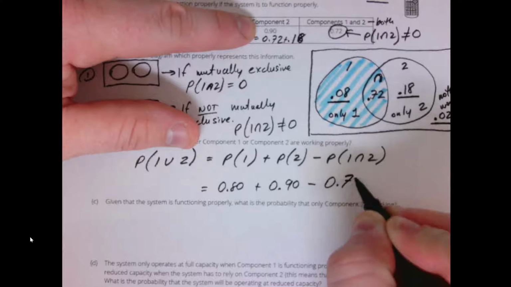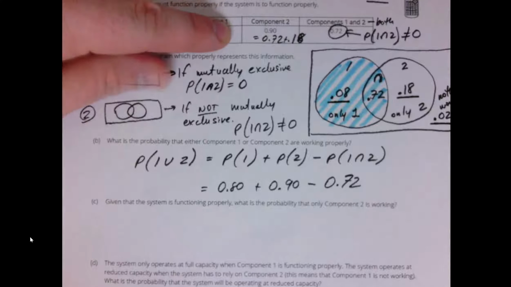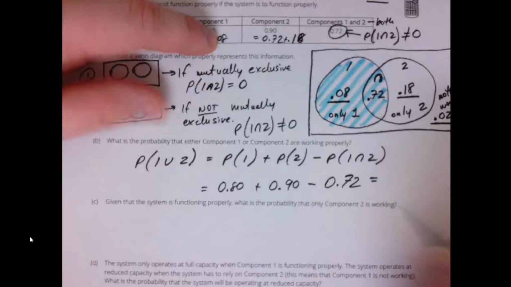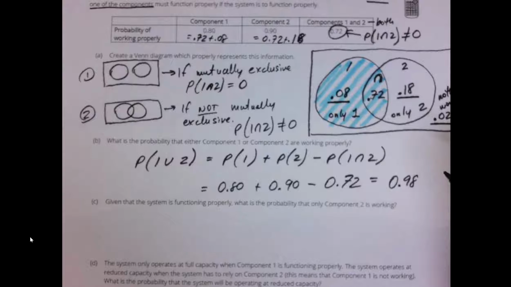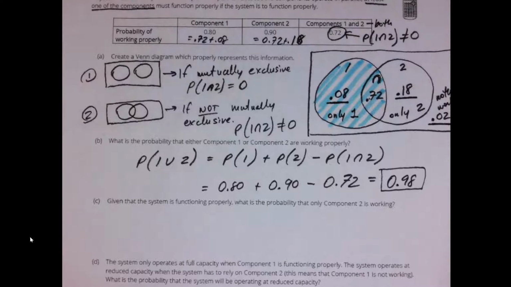Similar to whenever we were working with cards and we were trying to figure out the probability of a face card or a heart. There are some cards that are both faces and hearts, so we have to subtract the cards that satisfy both cases to make sure that we don't double count them. Okay, so let's plug this in my calculator really quick. 0.8 plus 0.9 minus 0.72. I get 0.98. So I have a 98% chance that component 1 or component 2 are working properly.